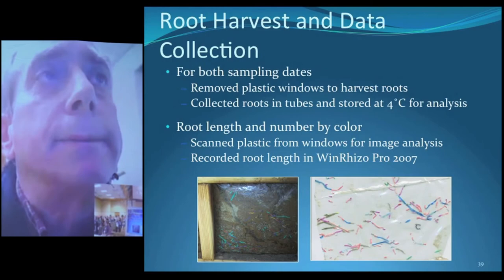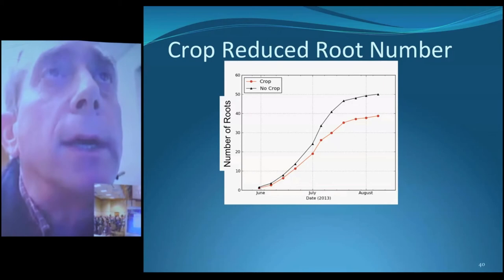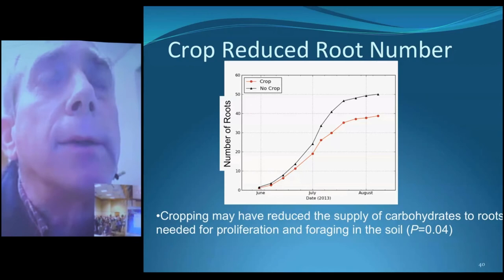So the first thing is what you might expect, that cropping reduced the amount of root growth. This is generally well understood, that if there's less carbohydrates available for the roots, then you'll get less root growth and more of the carbohydrates going into the crop.